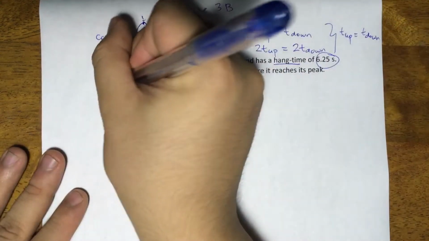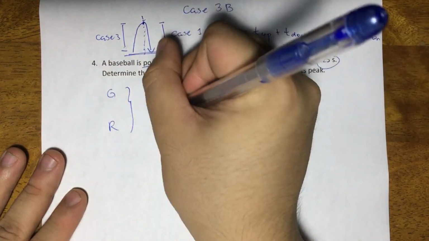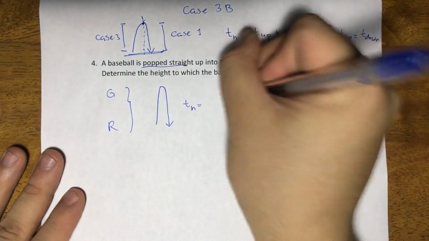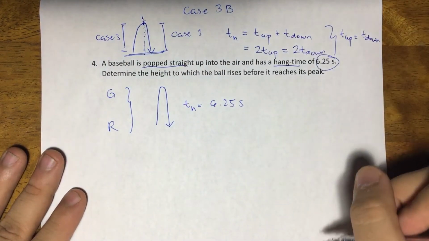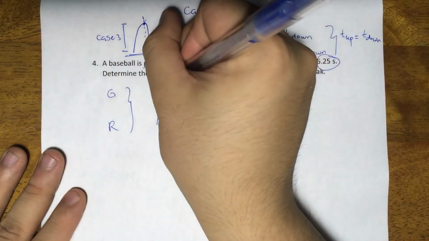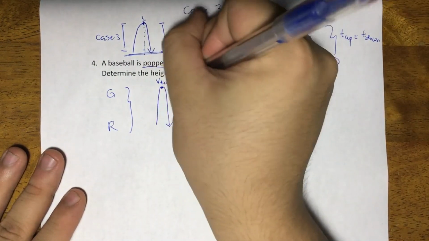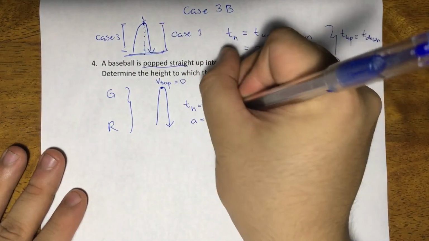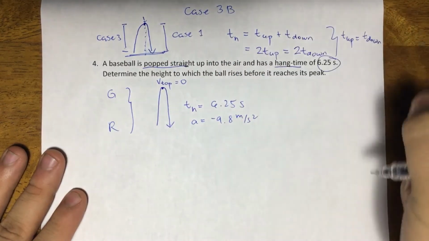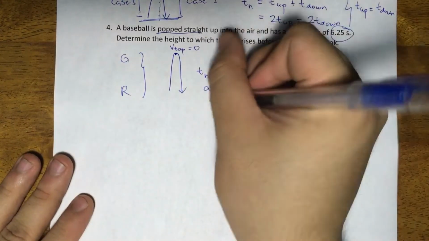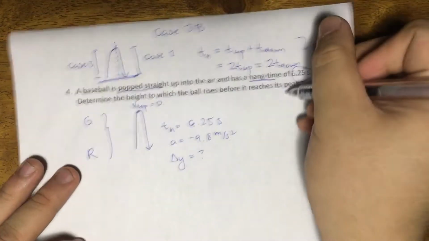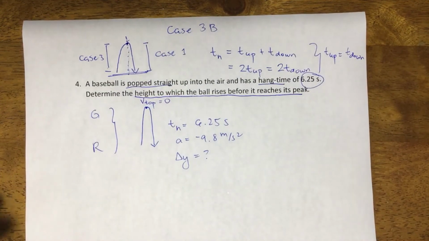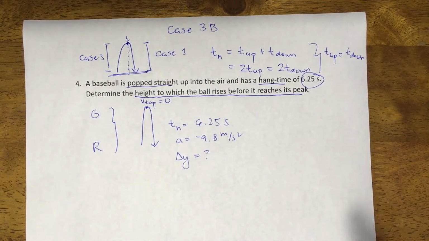Okay, so given and required. So it goes up, then down. Hang time is 6.25 seconds. Okay, we know that the velocity at the top is equal to 0. And we also know that we have an acceleration of negative 9.8 meters per second squared. We're trying to find delta y, which is the height to which the ball rises before it reaches the very peak. Okay? So how do we do this?